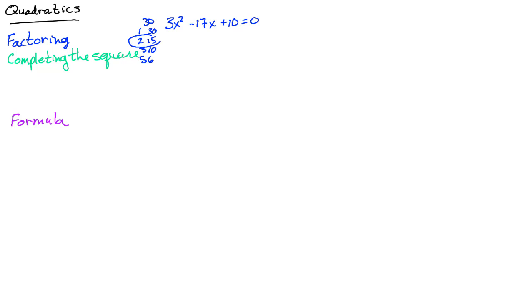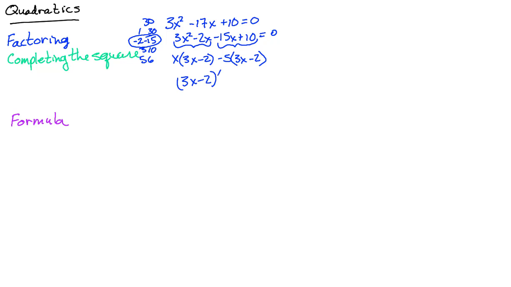And oh, look at that right there. A negative 2 and a negative 15 will allow us to factor this. 3x squared minus 2x minus 15x minus 10 equals 0. We now have four terms we can group, so let's put these two together and we can pull out an x, and we're left with 3x minus 2. Put these two together and we can pull out a negative 5, and we get 3x minus 2. And we take out the 3x minus 2, and we're left with x minus 5.